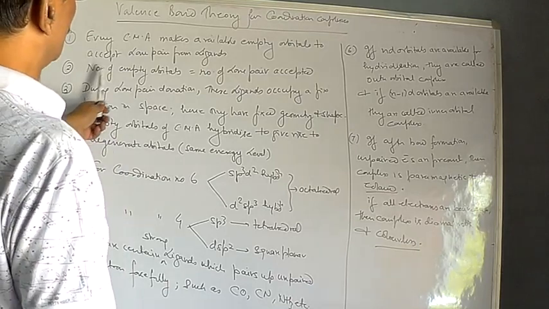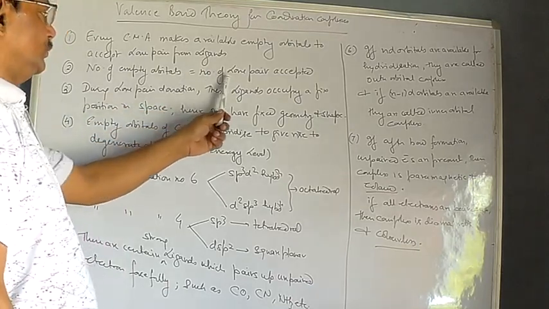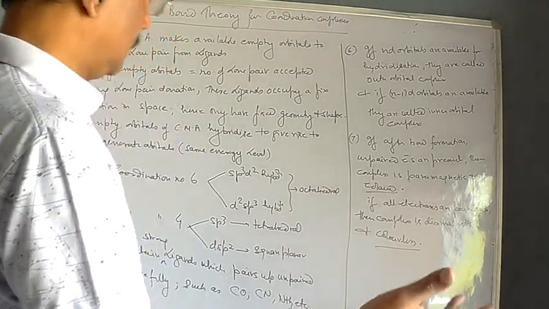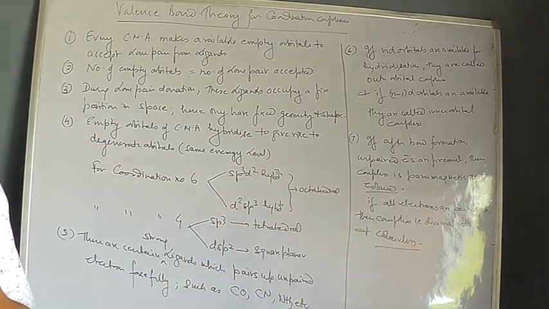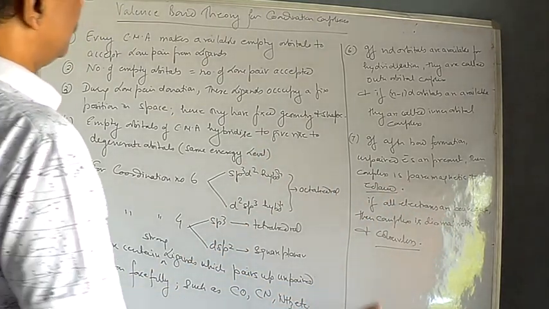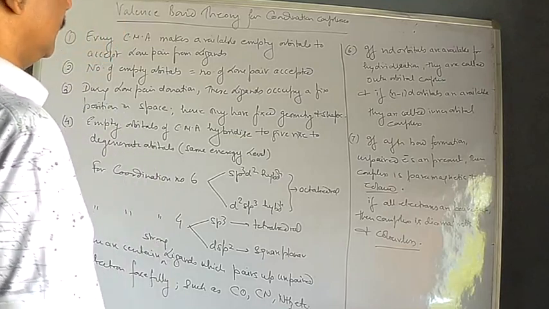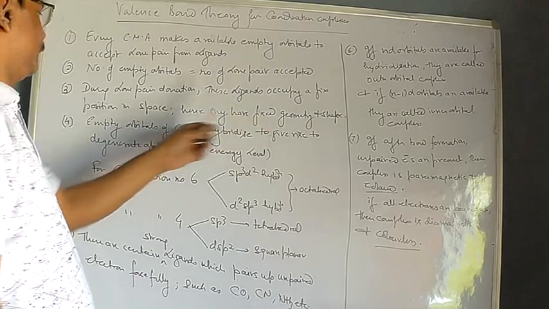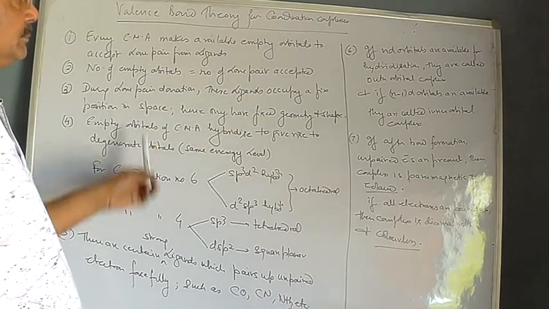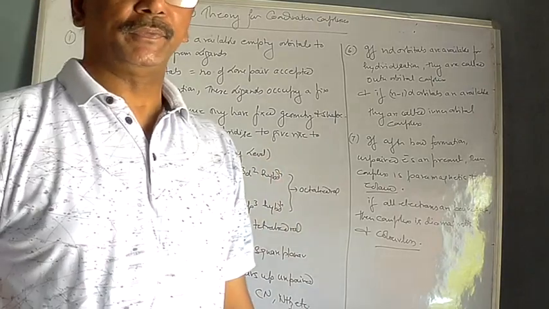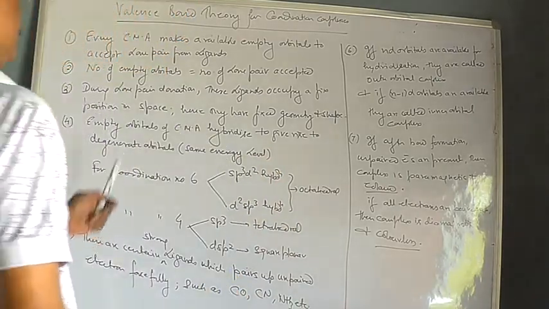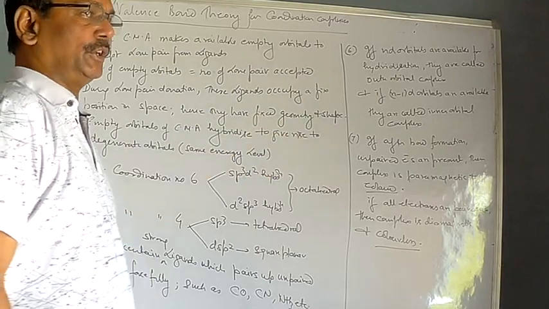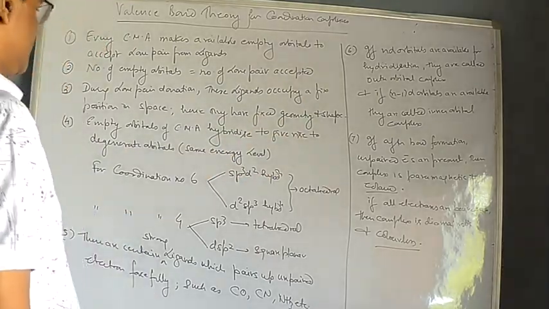Point number 2, the number of empty orbitals is always equal to the number of lone pairs accepted. So if the element is accepting 4 lone pairs, then 4 empty orbitals will be available. If it is accepting 6 lone pairs, then 6 will be made available. Point number 3, during lone pair donation, these ligands occupy a fixed position in space. Their position around the central metal atom is fixed in space, hence they have fixed geometry and shape. So their geometry and shape are always fixed.